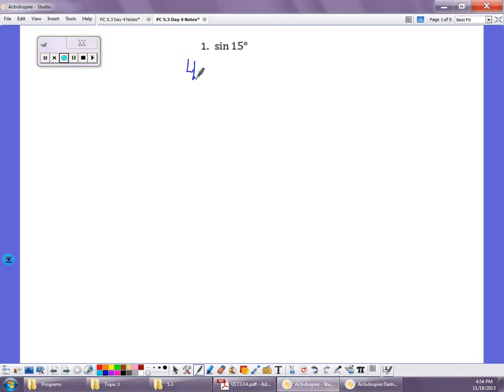So right off the bat, we can see 45 minus 30 will give us 15, and also 60 minus 45, and we could go on and on with this, but we typically want to stick with the ones that are in the first quadrant that are on our chart. So we can start with 45 and 30.